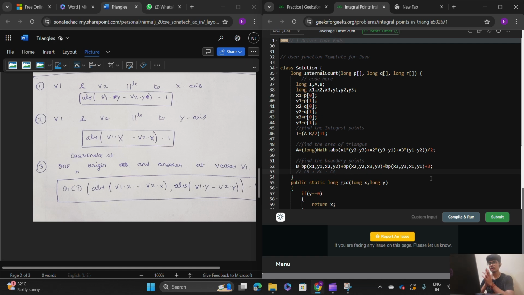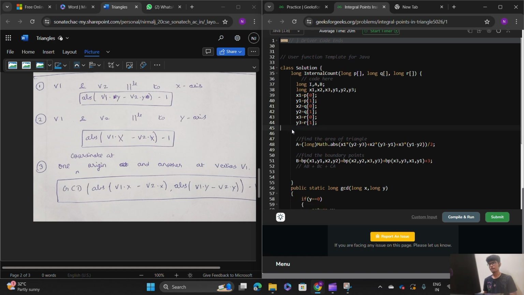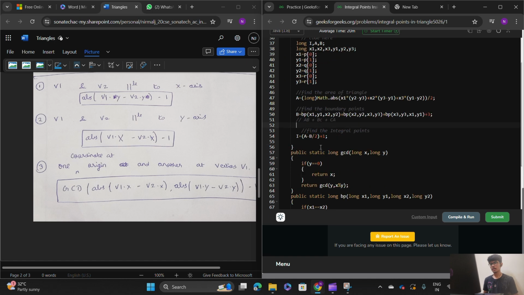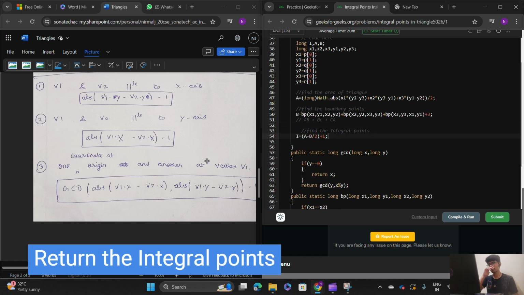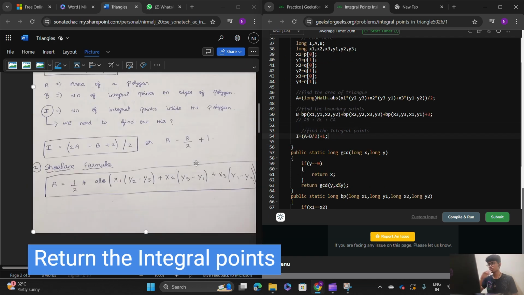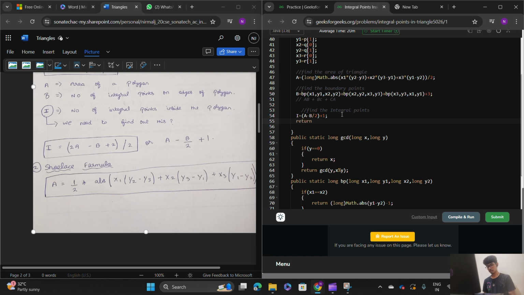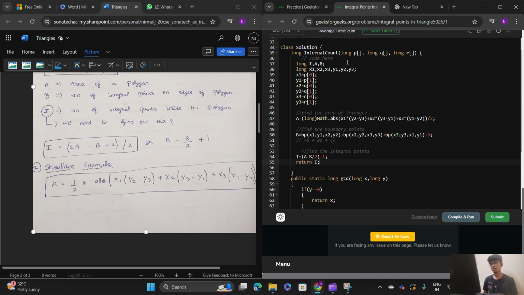Now I got my area and I got my boundary points. Now I need to calculate the integral points. Let me copy this one and paste it here. A minus B by 2 plus 1. Is the formula right? A minus B by 2 plus 1. Yes, correct. Now, let me return our value I. So, I is of what data type? Long. There's no problem.